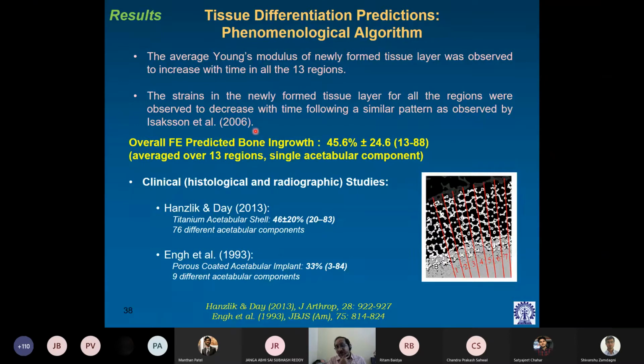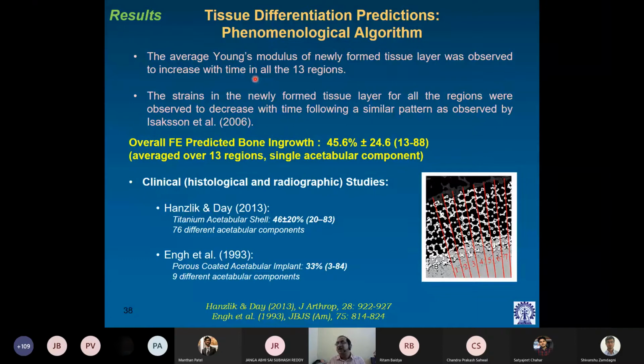Now comes the important comparison. This was a very trendy comparison, very, very qualitative. Everything is qualitative at the end of the day, because we cannot have a direct one-to-one correspondence of the same patient being operated and the same patient being followed up with quantitative values of bone differentiation or tissue differentiation.